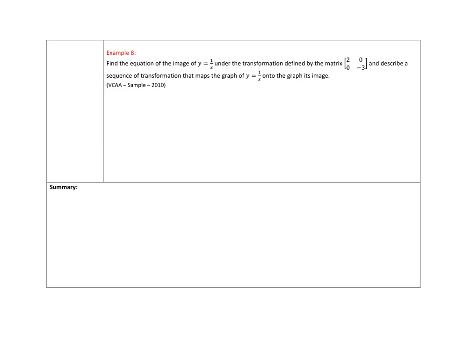So very similar to what we're used to, we need to find an image and we need to state the sequence of transformations. We might start by scanning the question and saying, okay, what are the pieces that I have here? Well, I know I've got the pre-image, y equals 1 on x, the transformation, 2, 0, 0, negative 3, and I need to find the equation of the image. The second part is to describe a sequence of transformations that makes this possible.